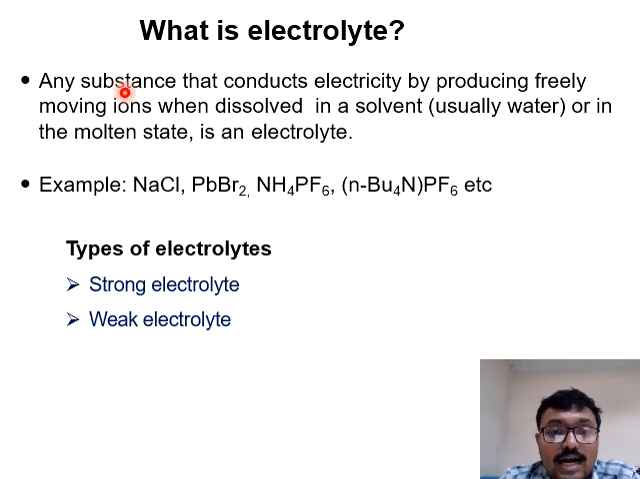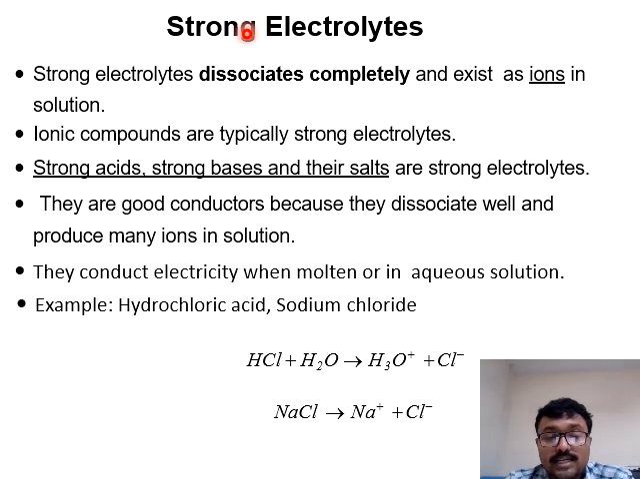An electrolyte is a substance that conducts electricity by producing freely moving ions when dissolved in a solvent, usually water, or in a molten state. Example: sodium chloride. Electrolytes are of two types: one is strong, another is weak. A strong electrolyte means an electrolyte which dissociates completely and exists as ions in solution. That is called a strong electrolyte.